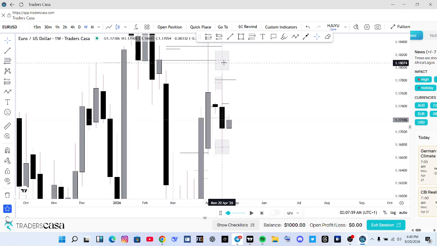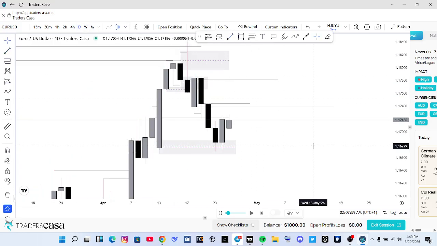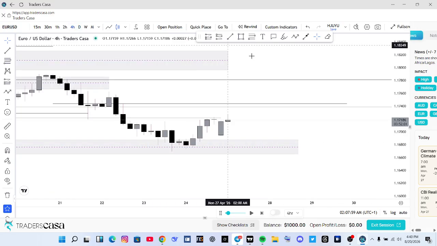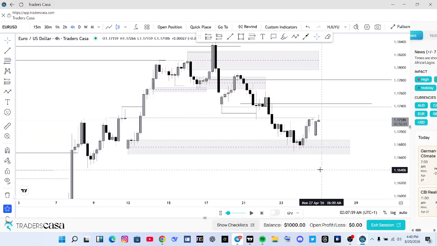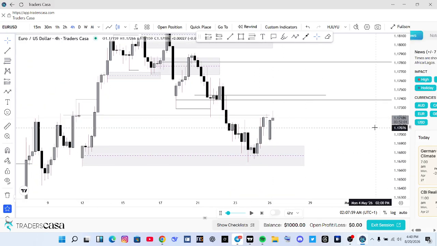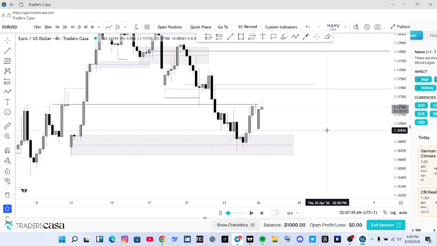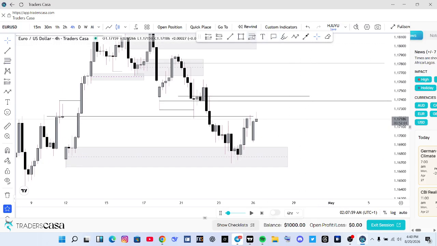Since price has given us a break to the downside from here, everything we are going to be looking out for now will be sells. I don't know if you understand. Just sell, sell, sell until price gives us a break to the upside. That is when we are going to be looking for buys. I hope we understand.